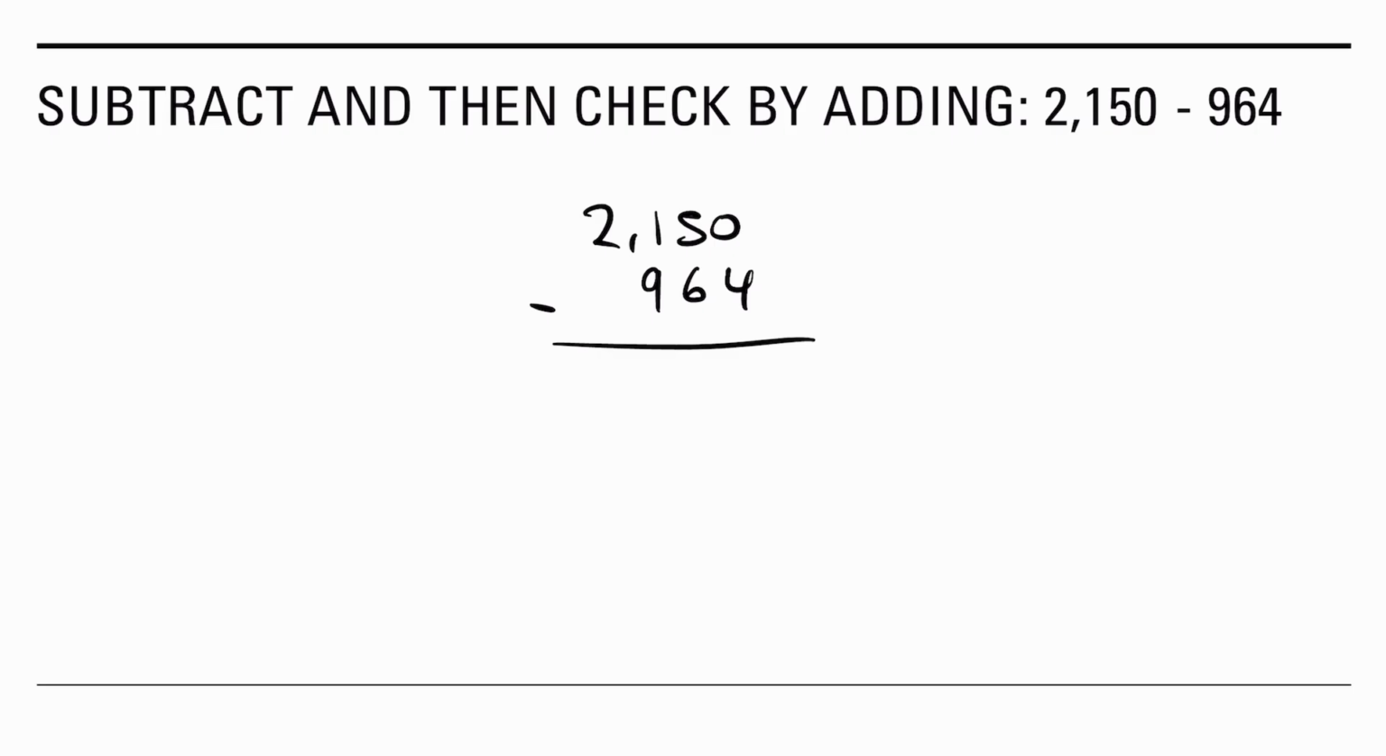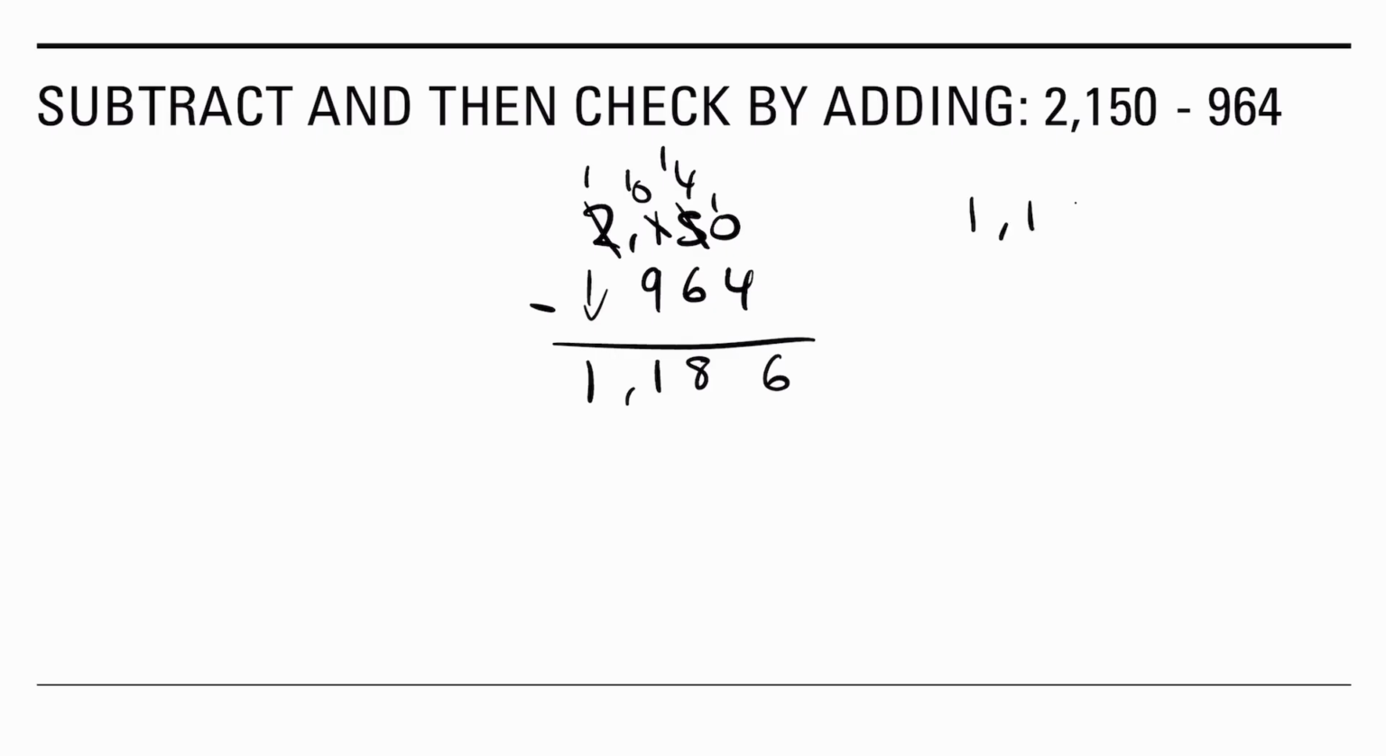So we go 0 minus 4, can't do that. That becomes a 4 and that becomes a 10. 10 minus 4 is 6. 4 minus 6, can't do that. Then we get 14 minus 6, which is 8. 0 minus 9, so we can't do that either. So that becomes a 1, and that becomes a 10. 10 minus 9 is 1, and then 1 just gets brought down there because there's nothing else there. And so we end up with 1,186.